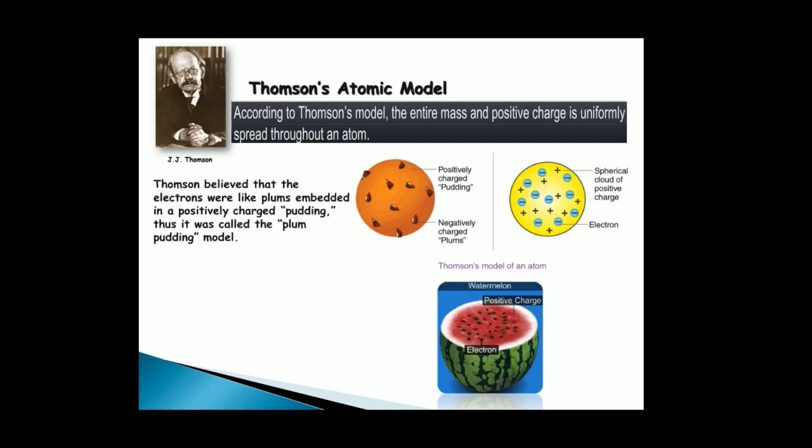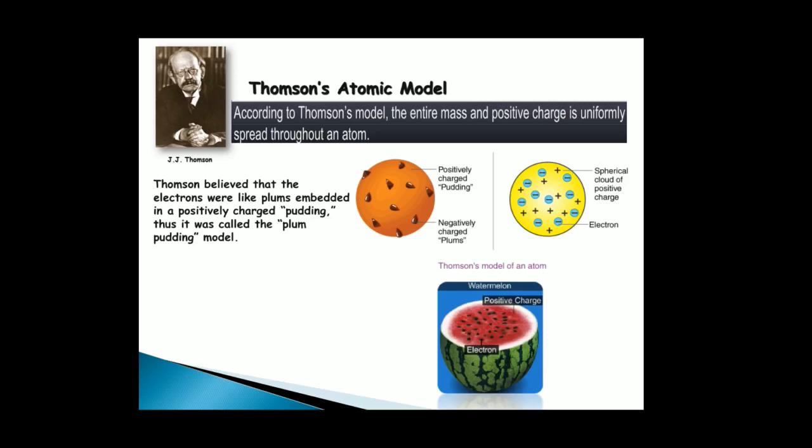According to J.J. Thomson's atomic model, the positive charge of the atom is uniformly distributed in a sphere of diameter about 10 to the power minus 10 meter, that is about 1 angstrom. And the negatively charged electrons are embedded in it like seeds in a watermelon.